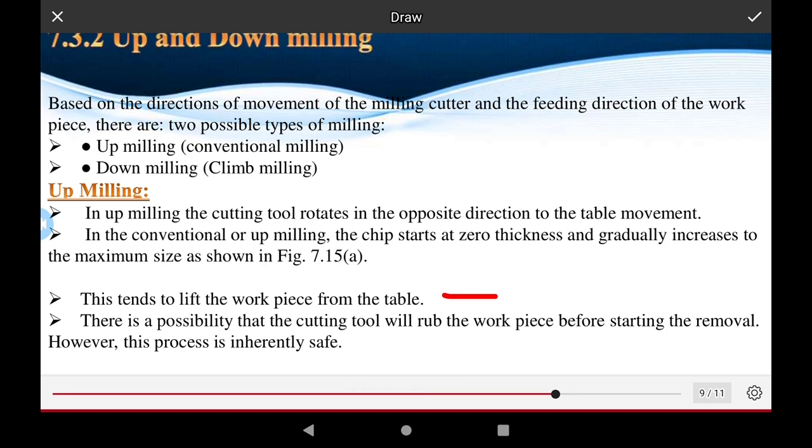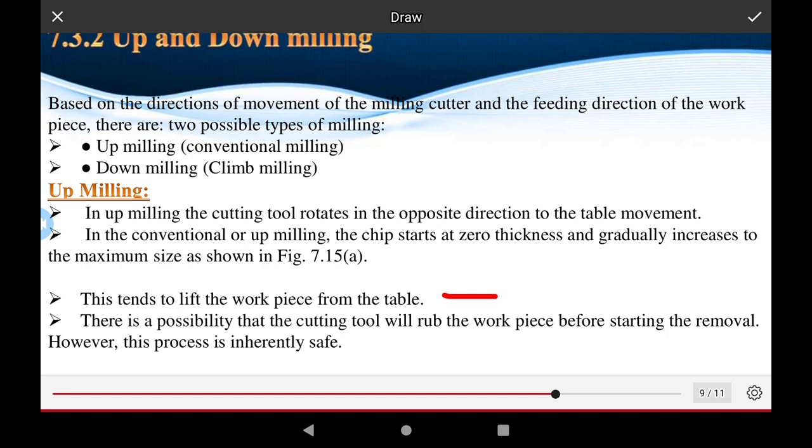This tends to lift the workpiece from the tables. The table is performed to the operations and tends to lift the workpiece from the table. There is a possibility that the cutting tools will rub the workpiece before starting the removal or starting the manufacturing operations. However, this process is inherently safe.